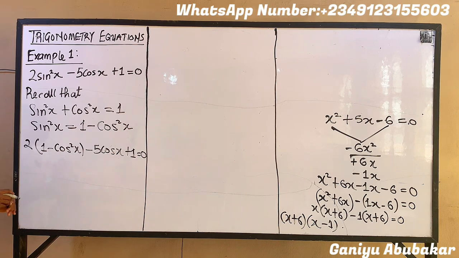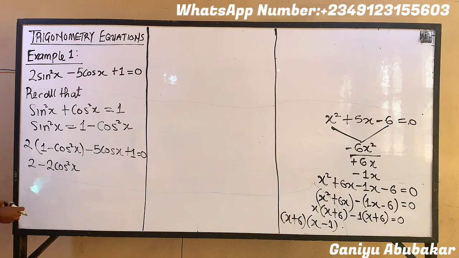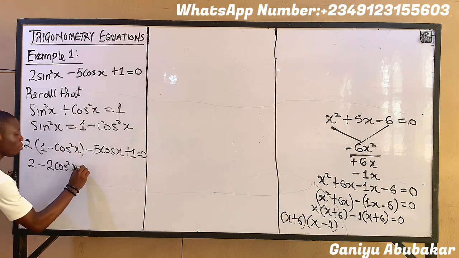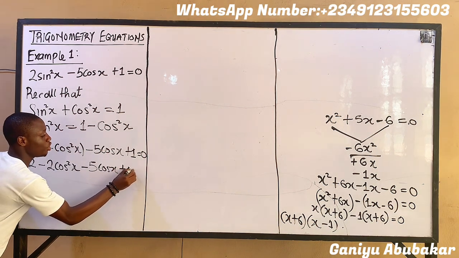So what's the next priority here? My next task now is to expand through. I'll use this to expand this bracket. So I'll have 2 minus 2 cos squared x. True or false? It's true. 2 times 1 is 2. Minus, 2 times this is what? 2 of this. So next up, minus 5 cos x plus 1 equal to 0.